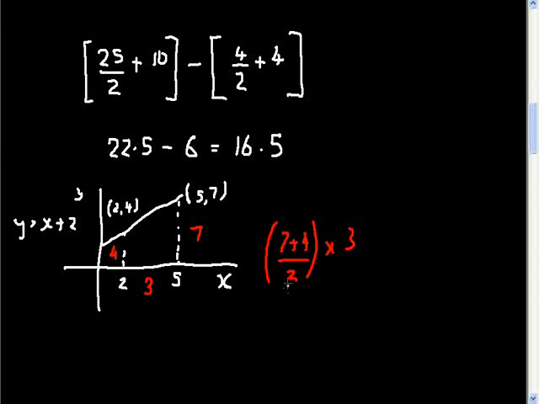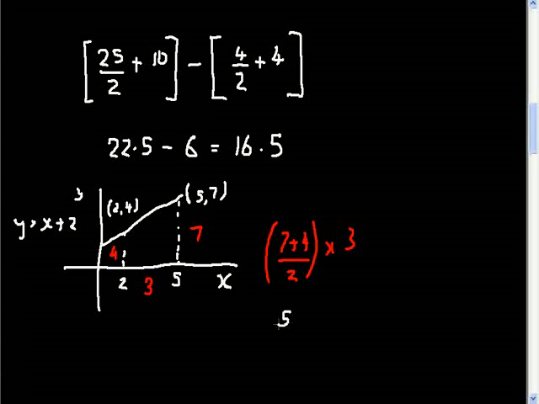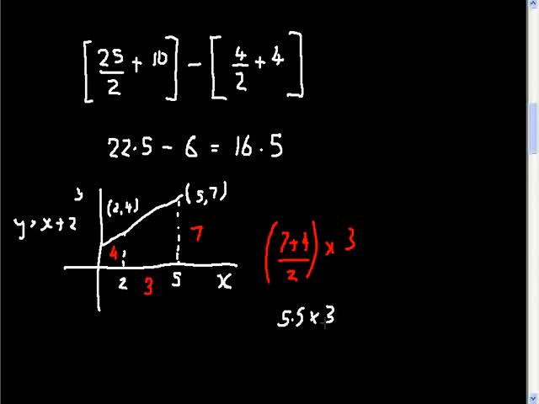So 7 plus 4 is 11. 11 divided by 2 is 5.5. 5.5 times 3 is indeed 16.5. See, so the results match up. So you've used definite integration to work out the area between the x-axis and between 2 points on the graph. Area enclosed between the x-axis and the graph.